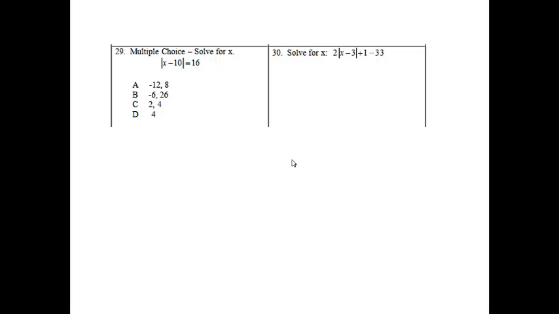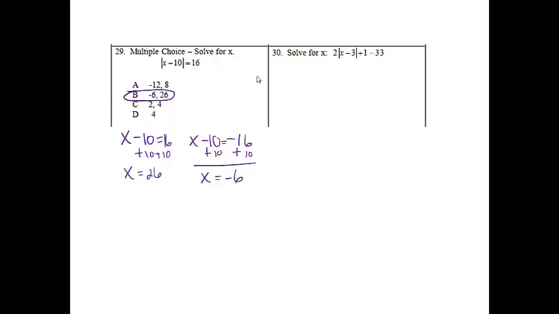Right, number 29, multiple choice, solve for x. Alrighty, if we've got absolute values, I know I need to write two equations. We're going to have x minus 10 equals 16, and then we'll have x minus 10 equals -16, and then we simply just need to solve the equation. So if I add 10 to both sides, I'll get x equals 26, and if I add 10 to this side, we will get x equals -6. So 26 and -6 are my two answers for that one.